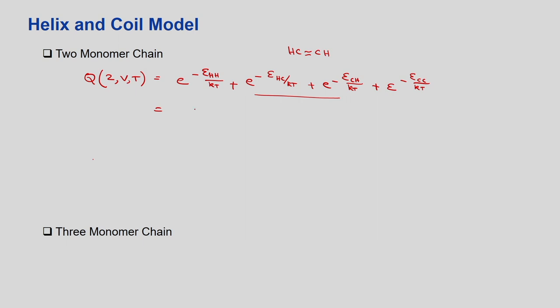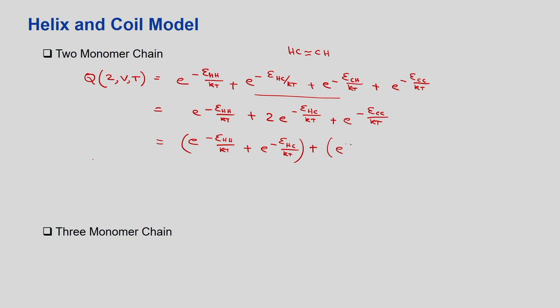So, if you do that, e to the power of minus HH by KT plus 2 times e to the power of minus HC by KT, plus e to the power of minus CC by KT. Okay, some simplification I have written. Or I can write it in this manner, e to the power of minus HH by KT plus 2 e to the power of minus HC by KT.